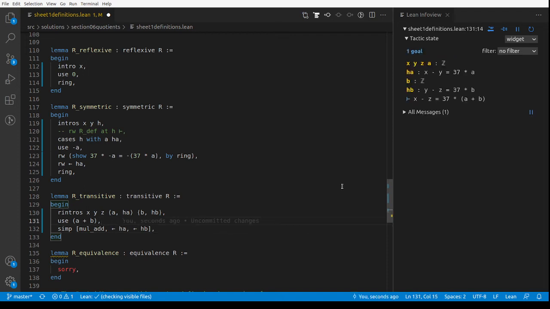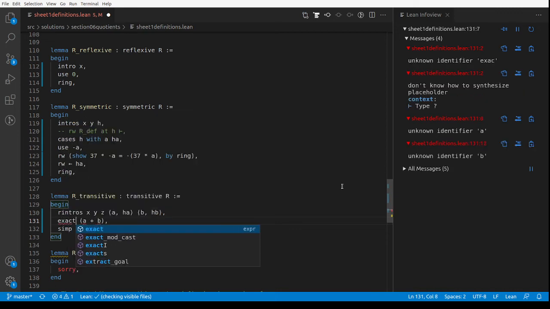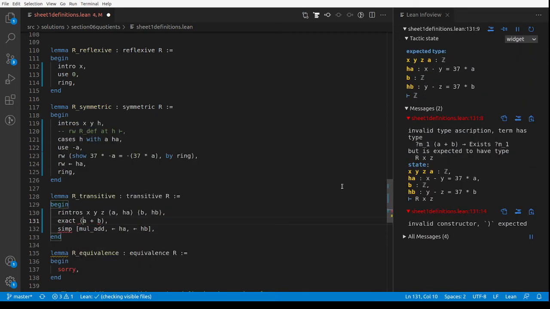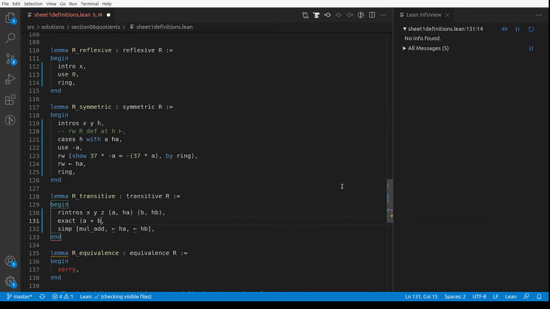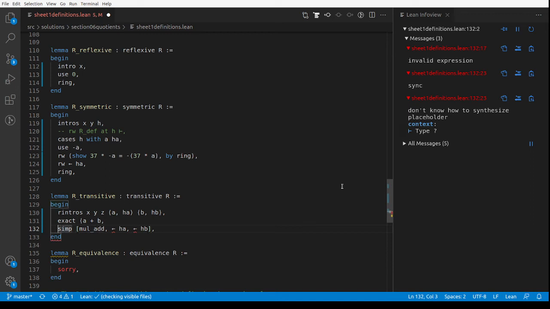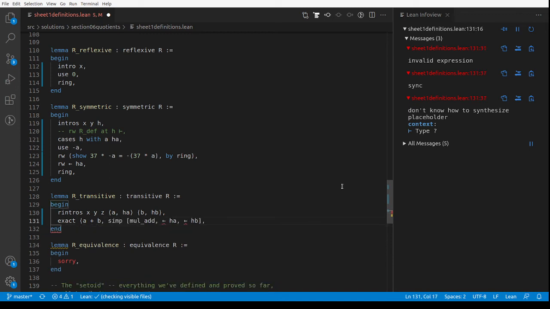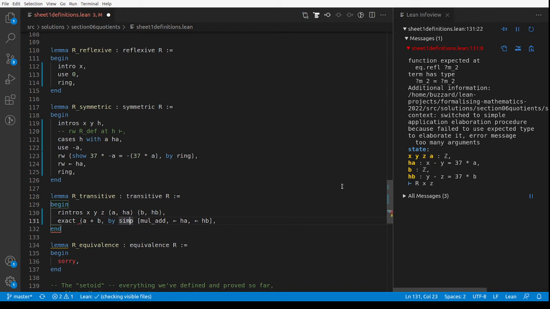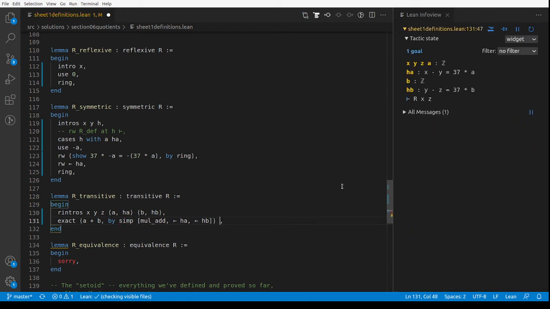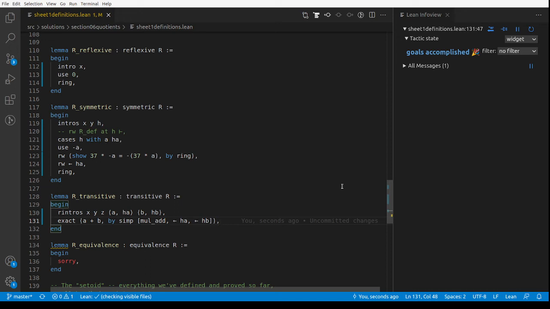Like that, and in fact probably we don't even have to use it. We could probably do exact and then pointy brackets a plus b comma and then put this here. Now we wrote exact, so we're back in term mode, so I'll put by to put us back in tactic mode. There we go. So there's a highly compressed proof.